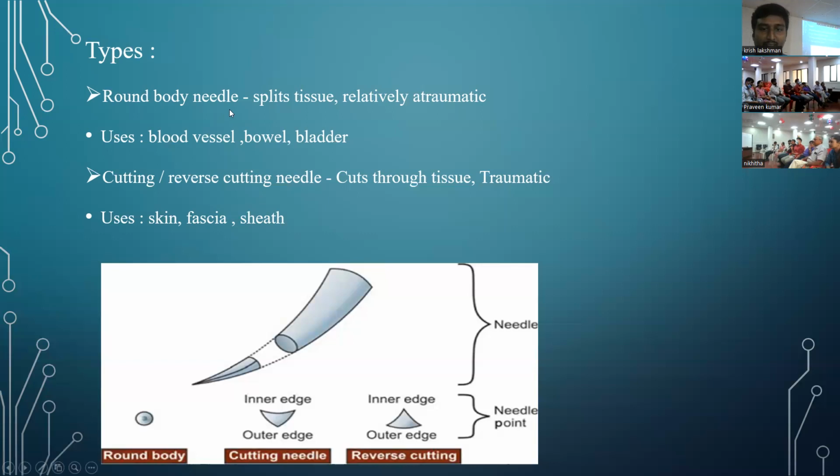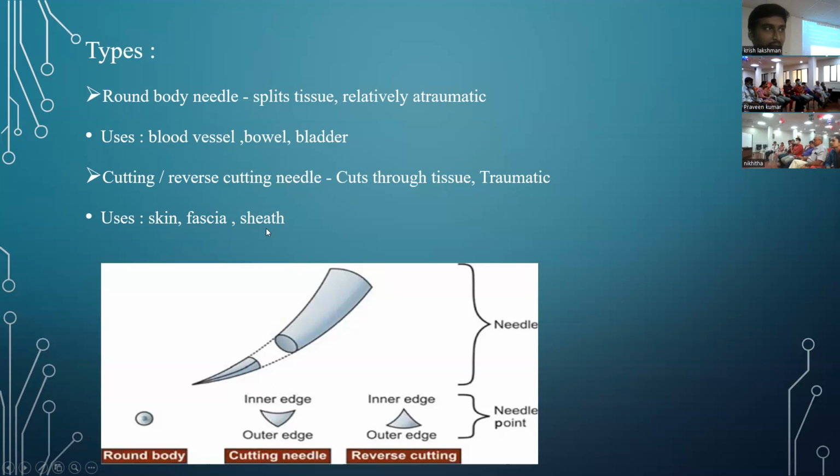Round body needle generally splits the tissue, so it is relatively atraumatic. It is used in blood vessel, bowel, and bladder. In a cutting needle, in cross section, we can see that the apex is at the outer edge, and in a reverse cutting needle, the apex is at the inner edge. It generally cuts through the tissue, so it is traumatic. It is used in skin, fascia, and sheath closure.